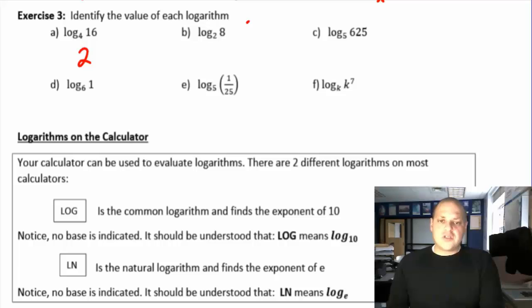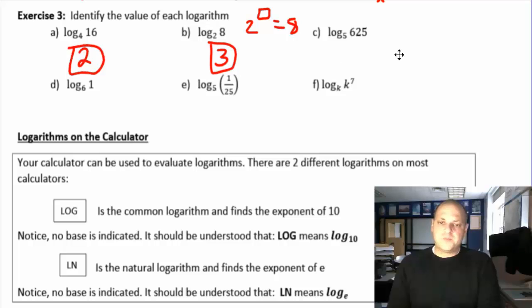This is 2 to the blank equals 8. What power of 2 gives me 8? 3. 3 is the power of 2 that gives me 8.